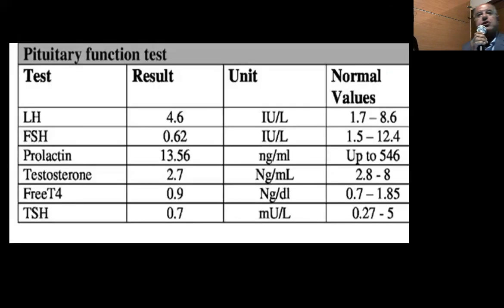We also did a pituitary function test. All of them were within normal range, but as you see, free testosterone was just below the lower limit of normal. FSH was low. Thyroid function: free T4 on the low side, TSH normal. It goes mostly with euthyroid sick syndrome, which we call it due to the severity of infection. Sometimes we face normal TSH with free T4 on the low side, which we call euthyroid sick syndrome.